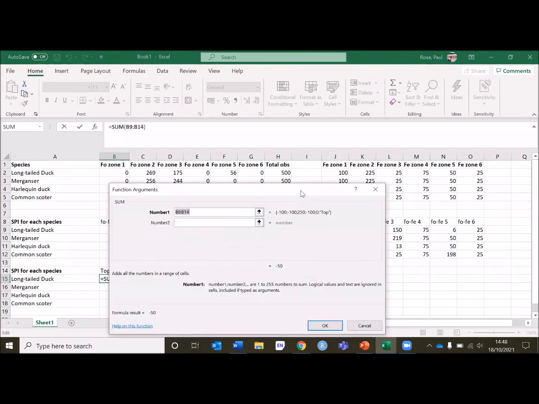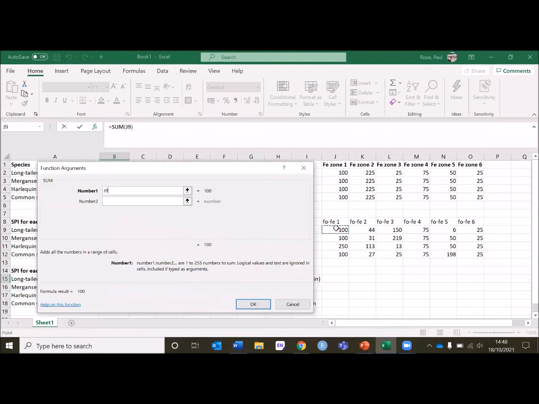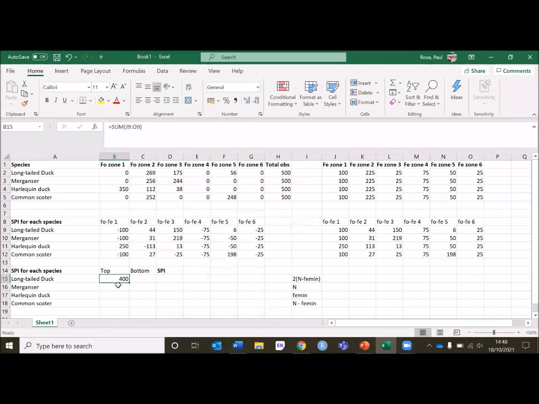So let's do that for the long-tailed duck and see what we get. These are my positive outputs from each observed minus expected. And that's given me 400 for that top part of the formula for the long-tailed duck. We can copy that down based on how I've laid out the data in Excel. And there is my top line of the formula for each of those birds.